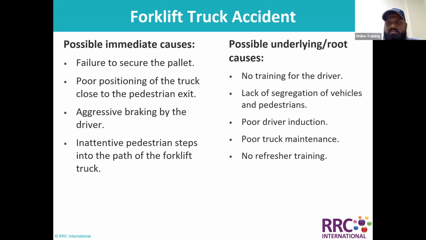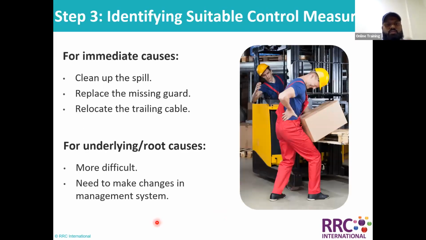Okay, next is over here. First we gather the data, then we analyze the data. In the analysis of the data, we have just taken one example. Now we are going to identify suitable control measures. Control measures need to be defined for both unsafe acts, surface causes and root causes. What are those? For example, if the forklift got spilled, remember we are just saying it for example.